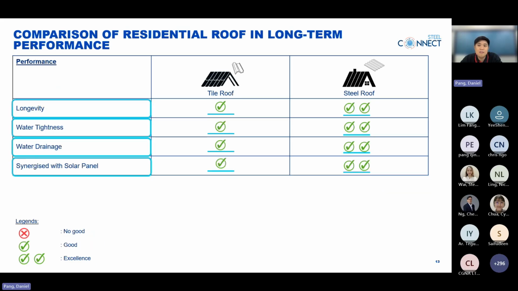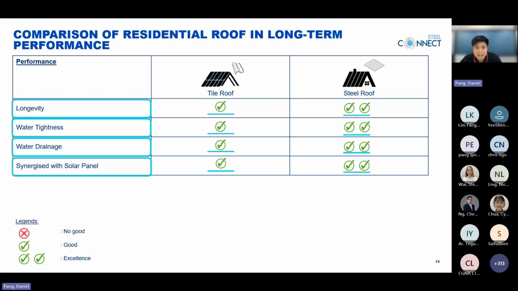So in this slide, we compare the long-term performance. On the long-term performance, we evaluate by fundamentally what a roof performance should have. Longevity, meaning how long lasting it can be. Water tightness, meaning how prone it is to leakages. Water drainage, meaning how well the water can be discharged with various roof slopes. And lastly, synergy with solar panels.